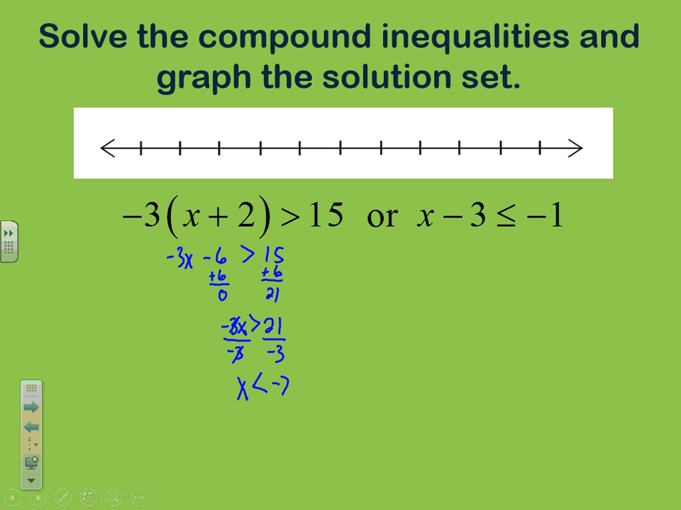Now let's look at the second portion of the compound inequality. Much less in the way of steps to do here. Get rid of the constant term by adding 3 to both sides. Here they cancel out and create 0. -1 plus 3 produces a 2, and I'm left with x to be less than or equal to a positive 2.